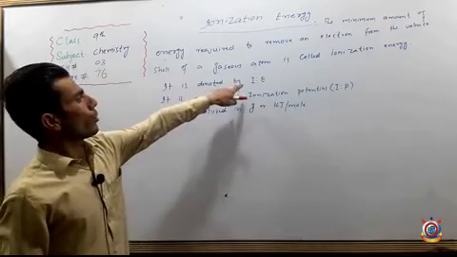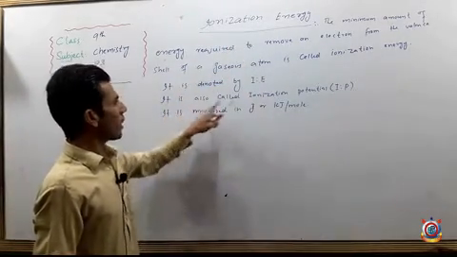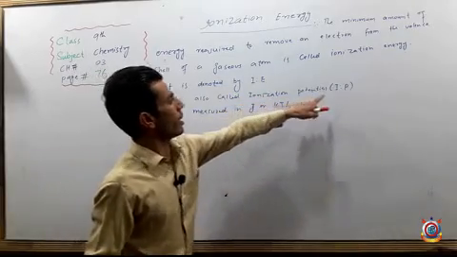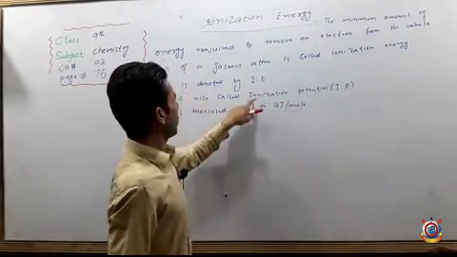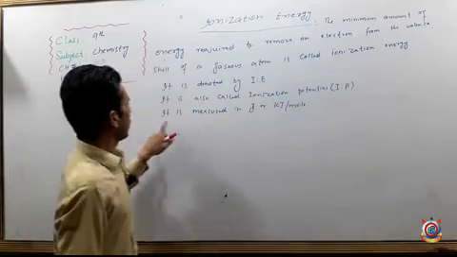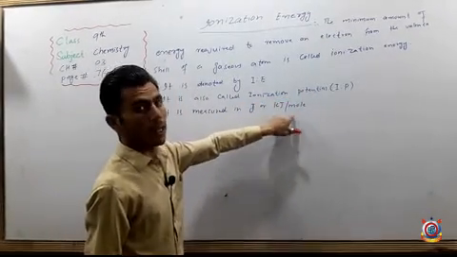Ionization energy is denoted by IE, I for ionization and E for energy. It is also called ionization potential, and here IP means I for ionization and P for potential. And it is energy, so it is measured in joules or kilojoule per mole.